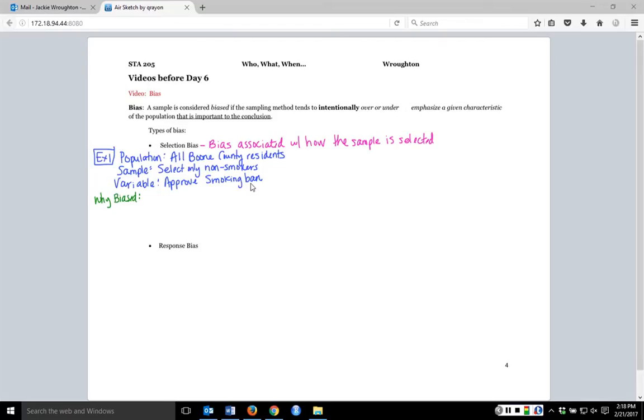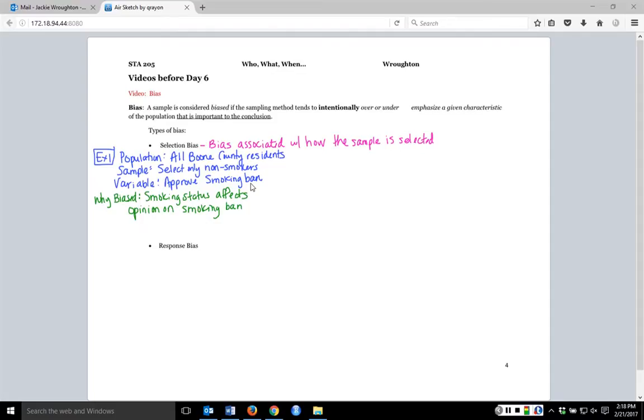So why is it biased? I truly do believe that your smoking status is going to affect your opinion on the smoking ban. Right? If you were a non-smoker, you probably aren't going to care about a smoking ban. It doesn't affect you. In fact, you're probably going to love it more to not have smoking inside places. Versus if you're a smoker, that's probably going to impact things. So what I'm measuring is also an important part here.